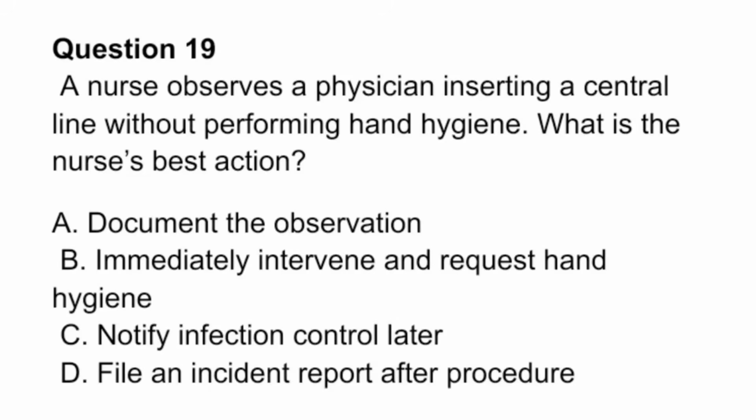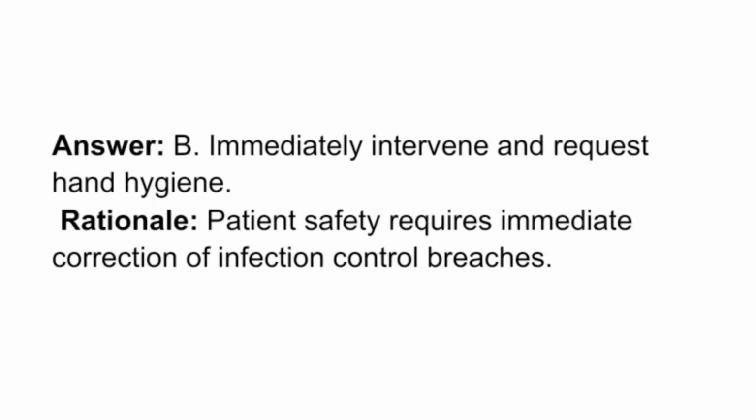Question 19. A nurse observes a physician inserting a central line without performing hand hygiene. What is the nurse's best action? A, document the observation. B, immediately intervene and request hand hygiene. C, notify infection control later. D, file an incident report after procedure. Answer B, immediately intervene and request hand hygiene. Rationale, patient safety requires immediate correction of infection control breaches.